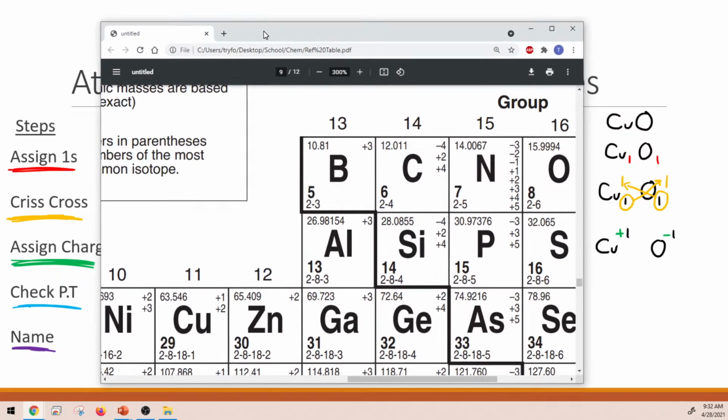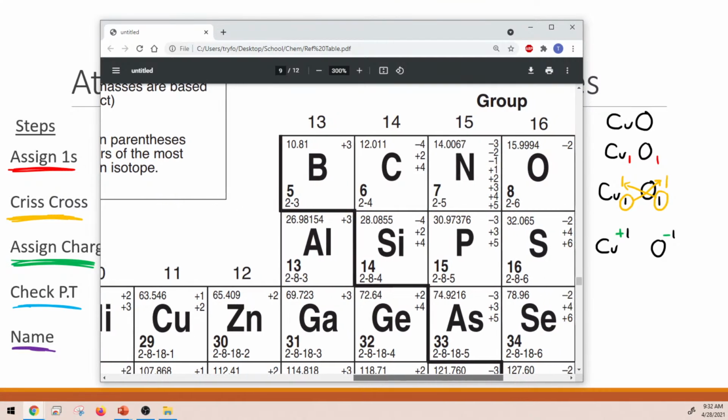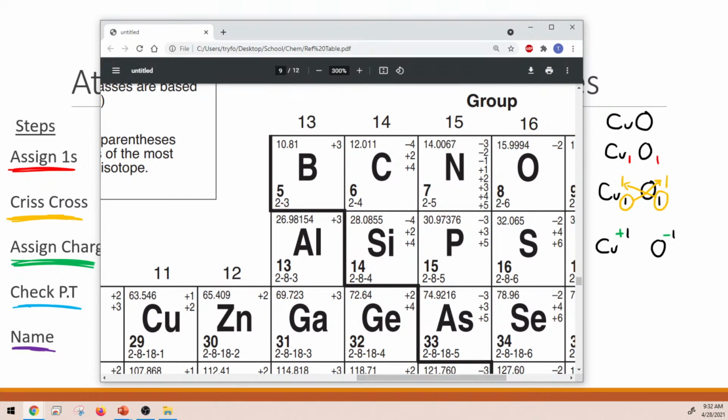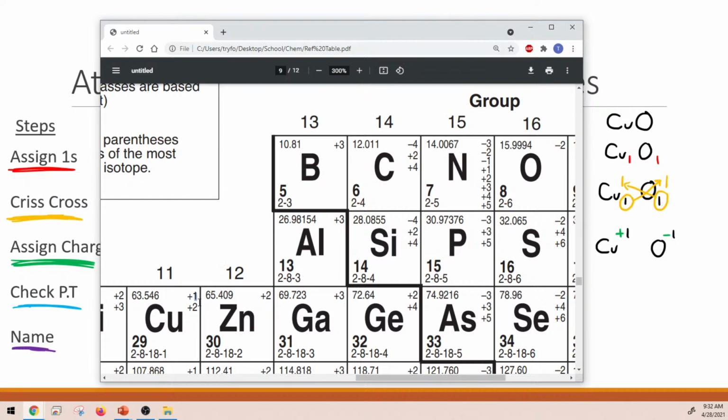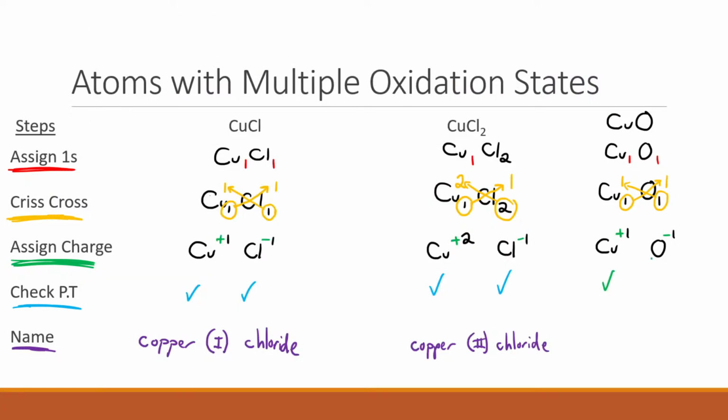We're checking the periodic table. Does copper have a +1 option? Yes, it does. Does oxygen have a -1 option? No, it does not. So here we get check and X. And that's not good. We don't want this X there. We need both charges to match the periodic table in order for us to continue.